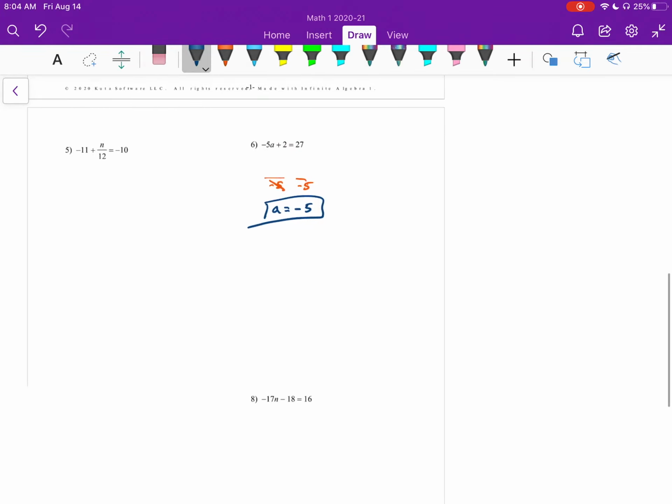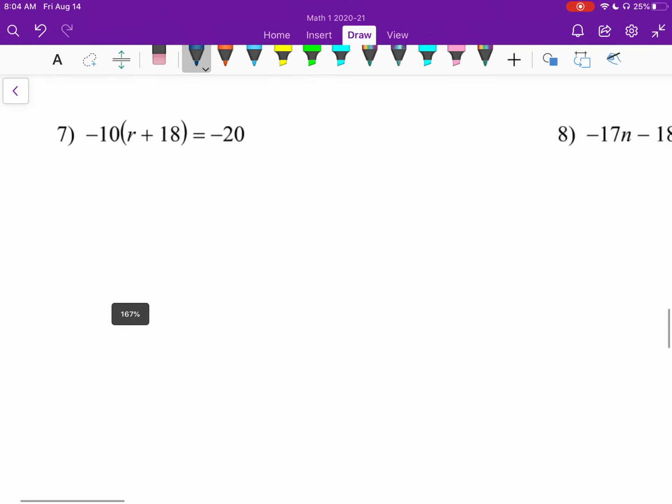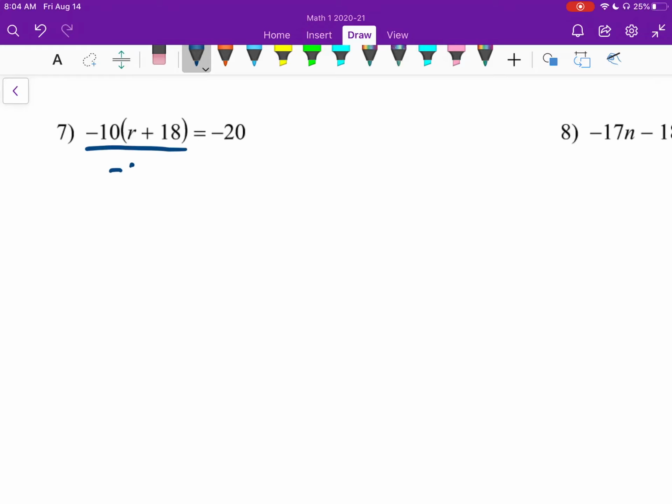All right. Number 7. Ooh, number 7, a whole lot like number 1. We've got our variable trapped in those parentheses. So to start off, I'm going to divide by negative 10. My negative 10's on the left cancel. Now my parentheses can go away. I have r plus 18 equals negative 20 divided by negative 10 is going to be positive 2.